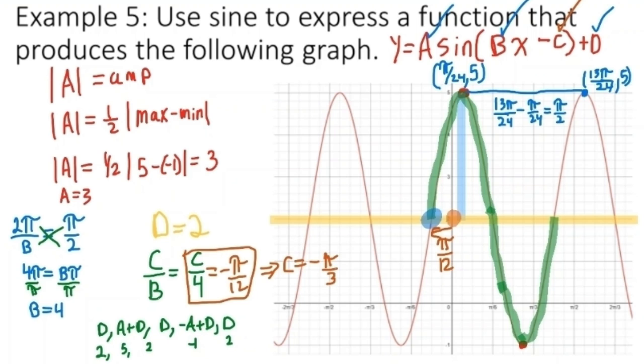Now we can write the equation of our graph. y equals a, which is 3, sine, b, which we found to be 4, times x minus c. Well, because we're subtracting a negative, we'll switch that to plus, so plus pi over 3, and then plus d, which we found to be 2. And there's the equation of our function expressed as sine.